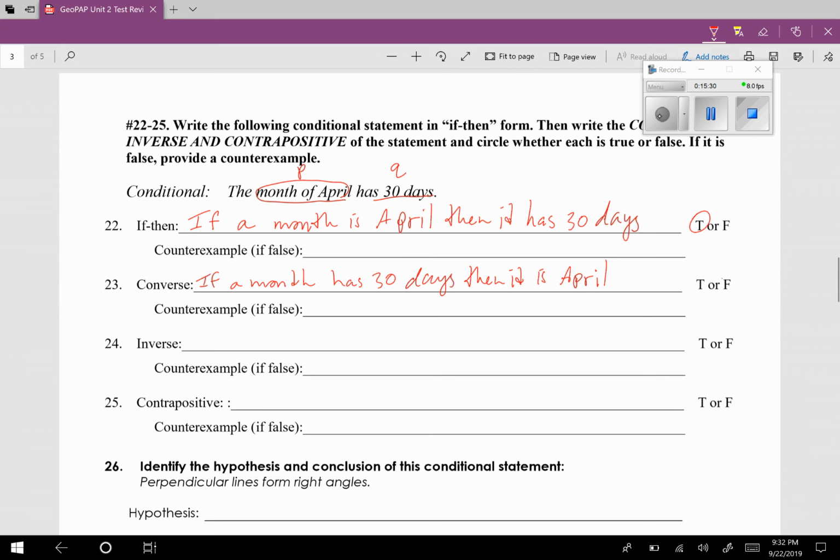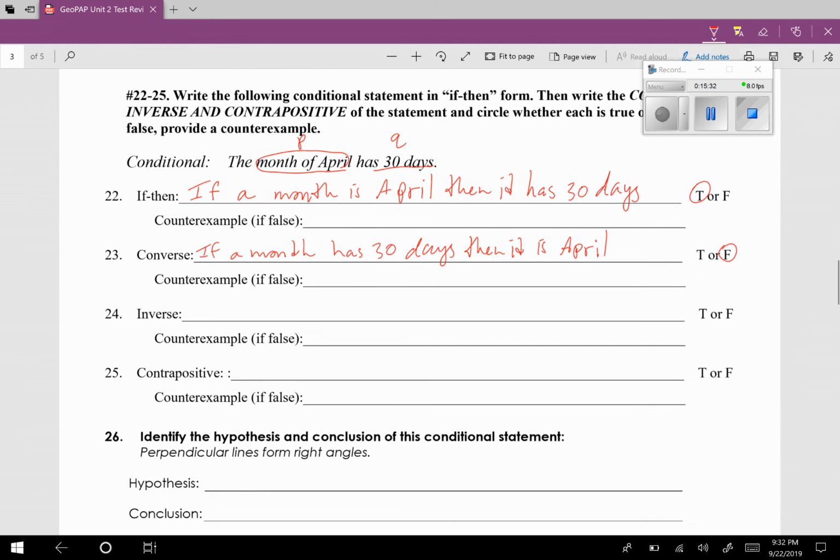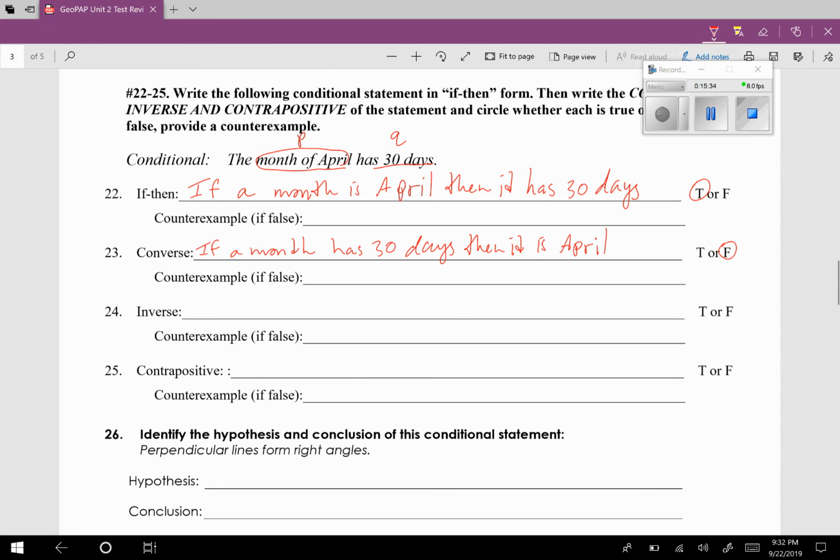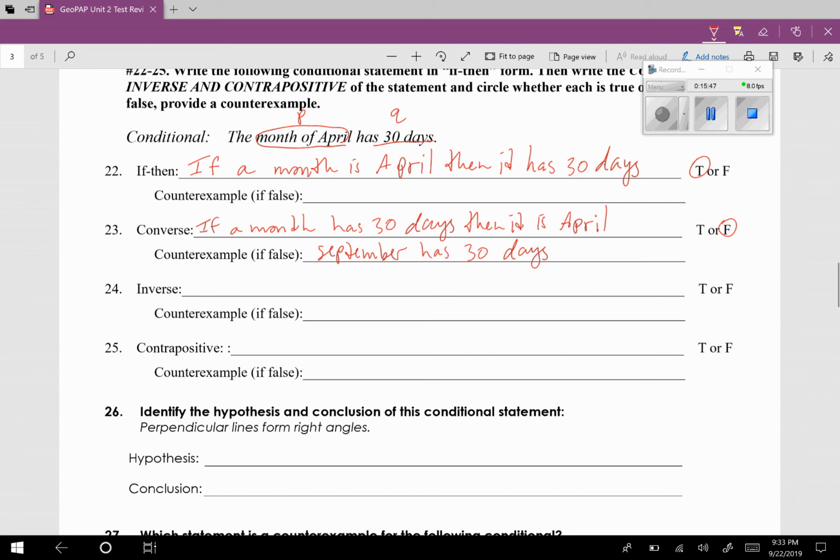Well, then that's got to be false because there are other months with 30 days that are not April. So for example, September. September has 30 days. And we're meaning only 30 days here.